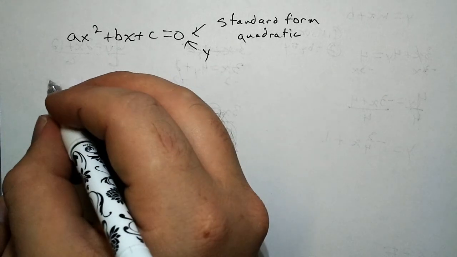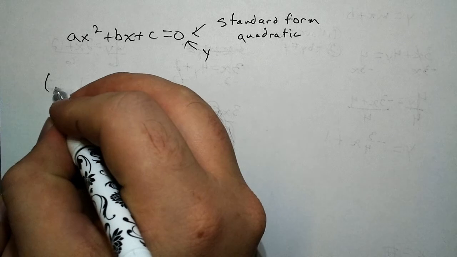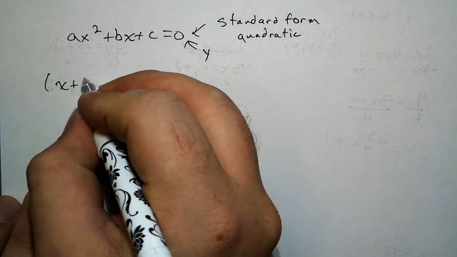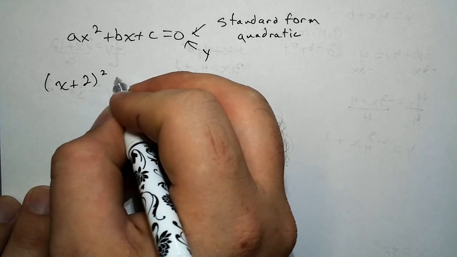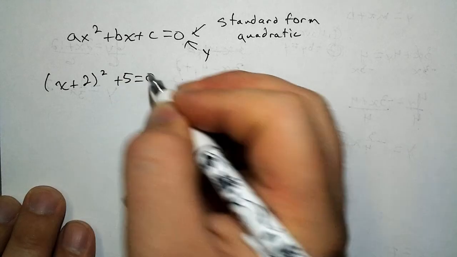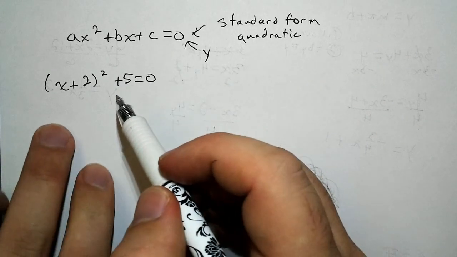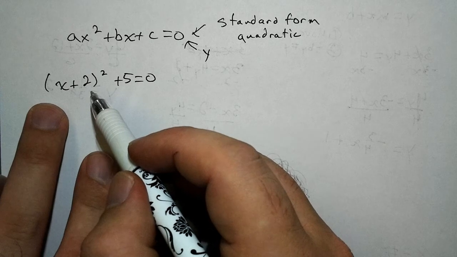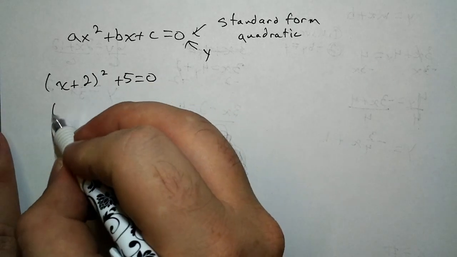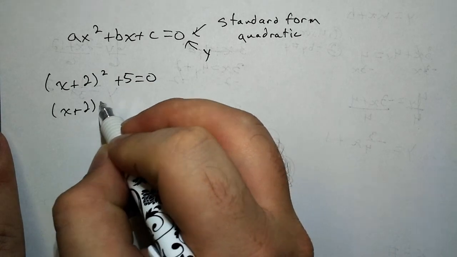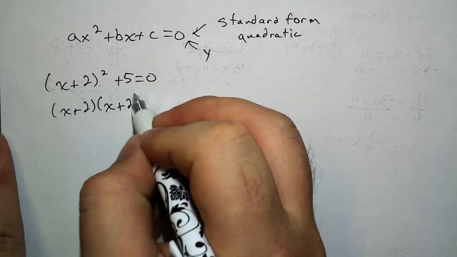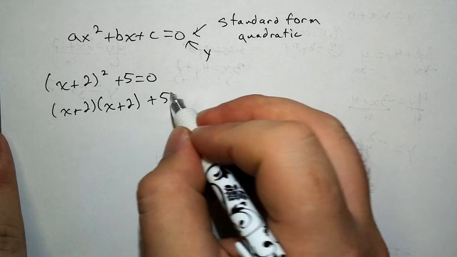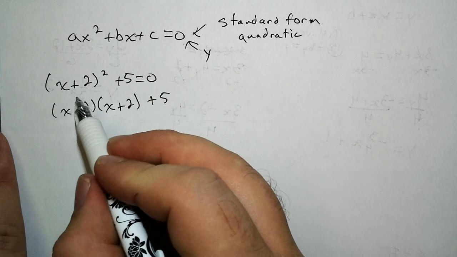So one way you may see this, let's say we had x plus 2 squared and then plus 5 equals 0. Well, what we're going to have to do first is FOIL. So x plus 2 times x plus 2. And then at the very end, we're going to have to add 5 to that. First, let's do the FOIL.